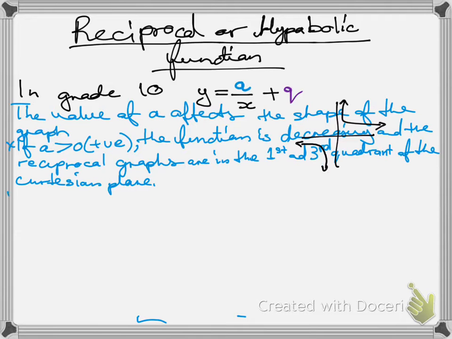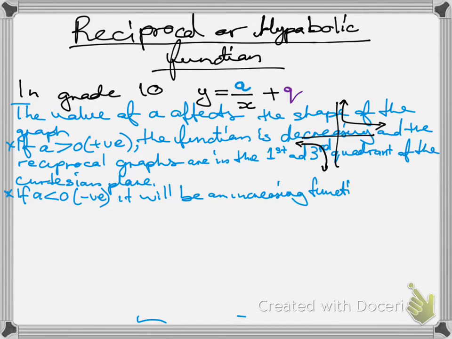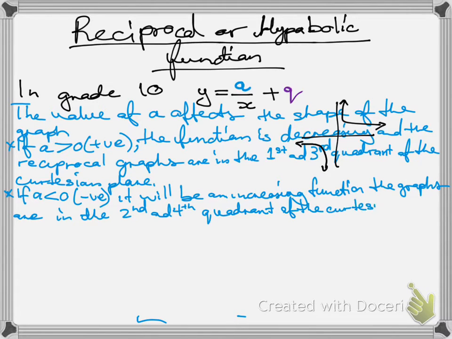And if a is less than 0, it's negative, so the function is an increasing function. And the reciprocal graphs will be found in the second and fourth quadrants of the Cartesian plane. So they will be like that, right? When we are talking about these quadrants, these are quadrants made up by the asymptotes of the graph of the function. So remember, a reciprocal function has got a vertical asymptote and a horizontal asymptote, right?